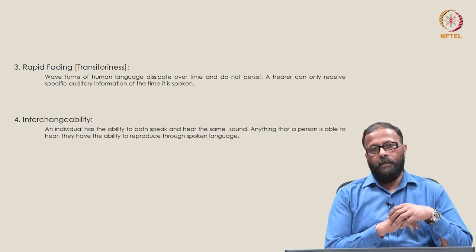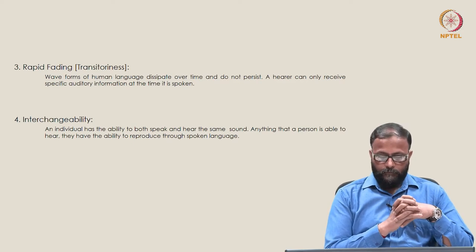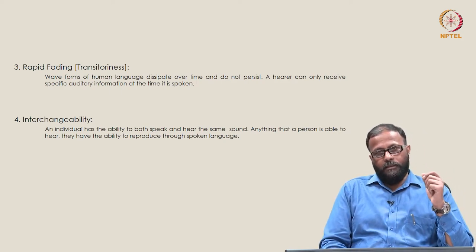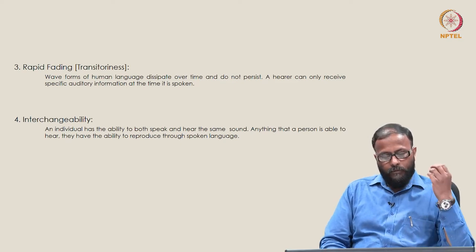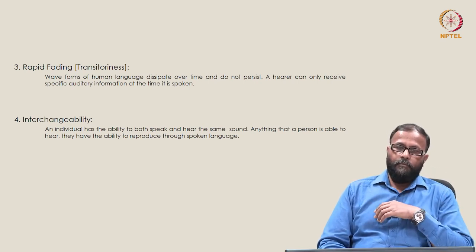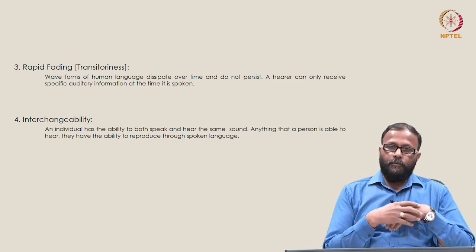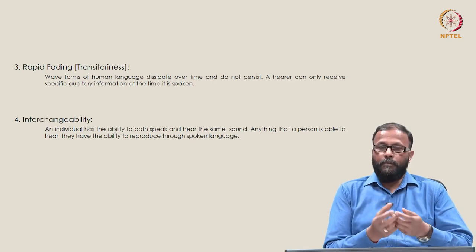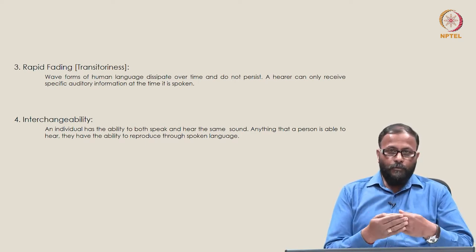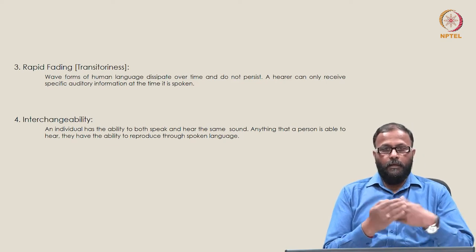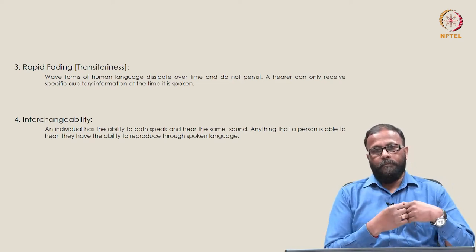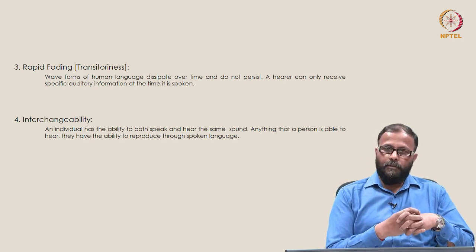Then the fourth design feature is interchangeability. What does it mean? An individual has the ability to both speak and hear the same sound. Anything that a person is able to hear, they have the ability to reproduce through spoken language. So you perform both roles. When you produce the sound, at the same time you are also a listener of your own speech. You produce and you receive simultaneously, and the roles are reversible. This is interchangeability.